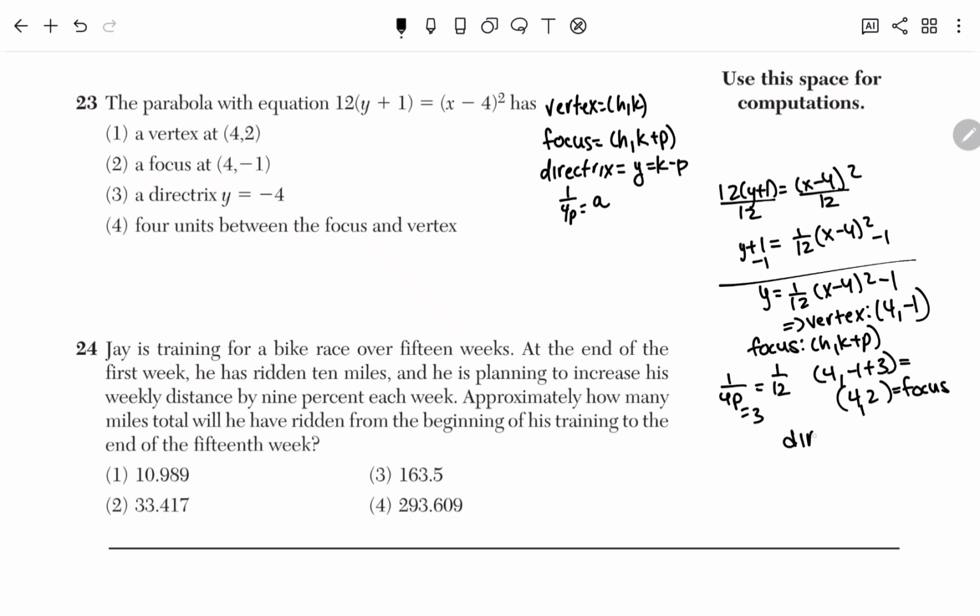Now for our directrix. Look at how I'm just going and I'm not looking at the answer choices right now. y equals k minus p. Our k is -1 and our p is 3, which equals y equals -4. Now let's look at our answer choices. A vertex that's 4, 2, wrong. Our vertex is at 4, -1. A focus at 4, -1, wrong. Our focus is at 4, 2. Look, they flipped the vertex and the focus. A directrix at y equals -4, yes. That is going to be our answer. So for 23, answer choice 3.